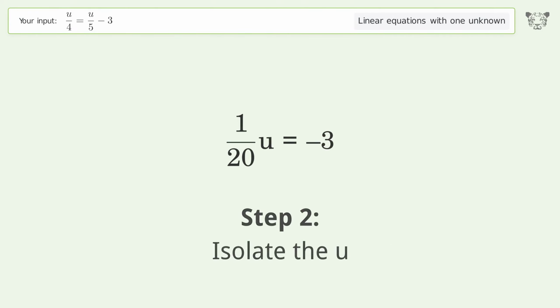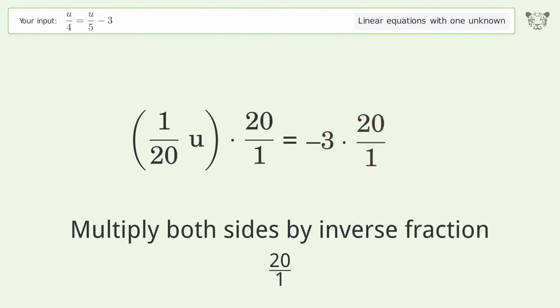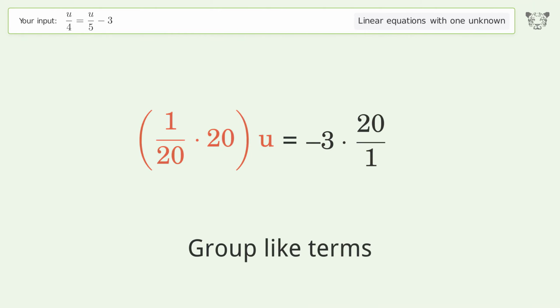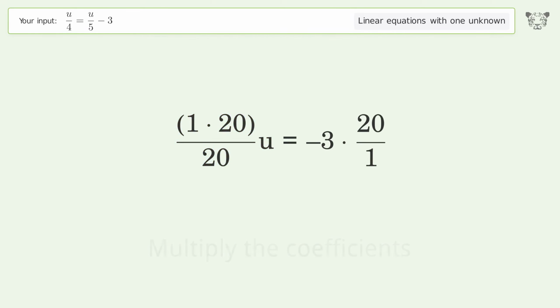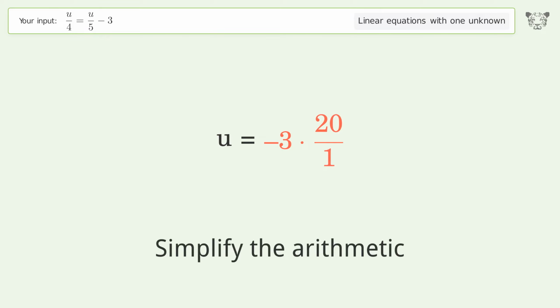Isolate the u. Multiply both sides by inverse fraction 20 over 1. Group like terms. Multiply the coefficients. Simplify the fraction. Simplify the arithmetic.